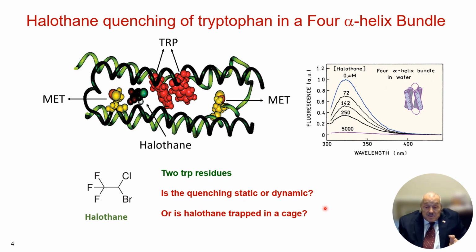We don't know if it's a static or dynamic process, and we don't know if the halothane is trapped in that cage. Now we could design experiments to test which of those there are, but those weren't done in this original paper, so I can't give you the answer to that. But it's a type of quenching which is really created because the quencher is localized in a small volume around the tryptophans which are being quenched.